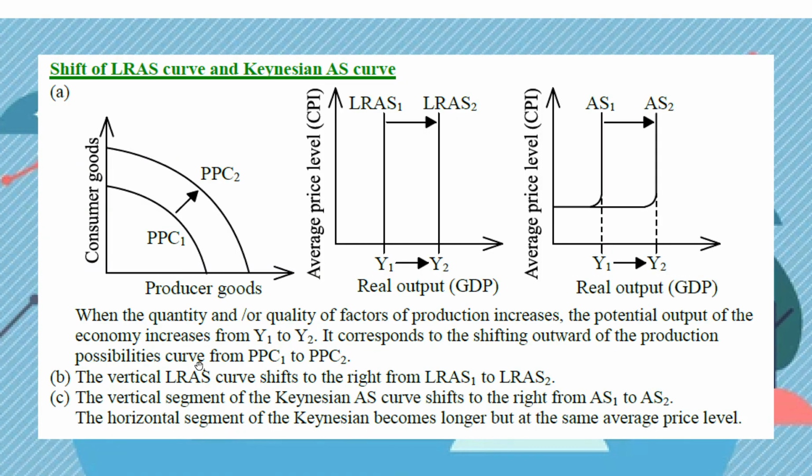So look at all these increases. They are increases of potential output. So they are economic development, they are also long-run economic growth. Okay, when the quantity and the quality of the production increases, the potential output increases.